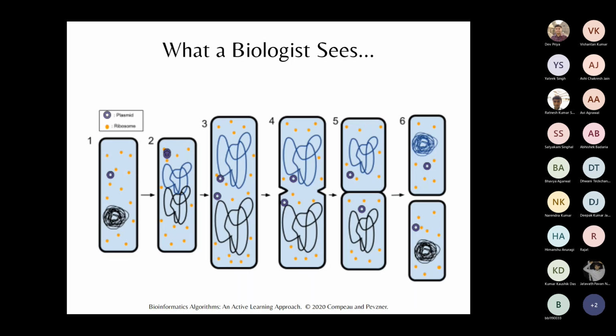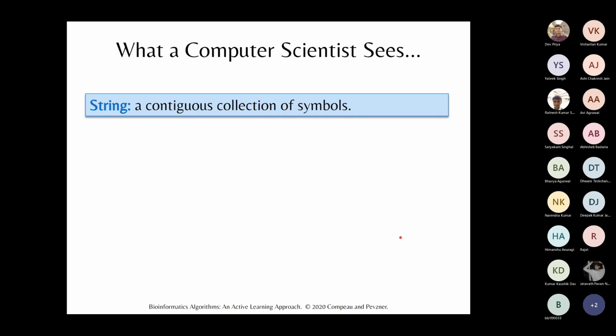When you talk about this as a biologist, what you are thinking about is essentially a wound up DNA molecule which gets copied and redistributed in two cells, right? So this is what a biologist sees. Now, as a computer scientist or as a bioinformatician, what would you be seeing?